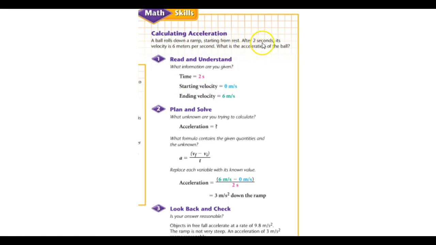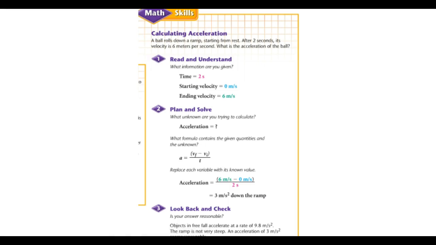Time, it says after 2 seconds. That's our time. The third, it says its velocity is 6 meters per second. That would be my ending velocity. So I'm solving for acceleration. You will always write down what you know and then figure out what you are trying to figure out. Then you go to your equation and plug it in. So the acceleration is my unknown, and I have my final, which is 6 meters per second, which I got from right here. My 0 meters per second was my initial right here, and then divide by time. And when I do that, I get an answer of 3 meters per second squared down the ramp.